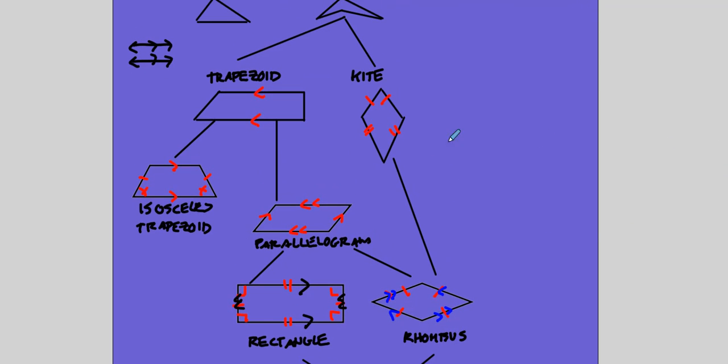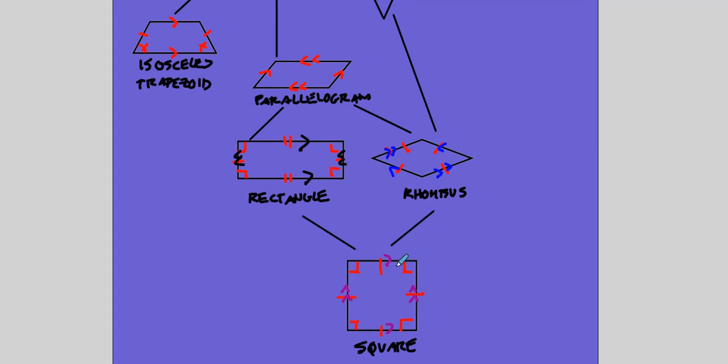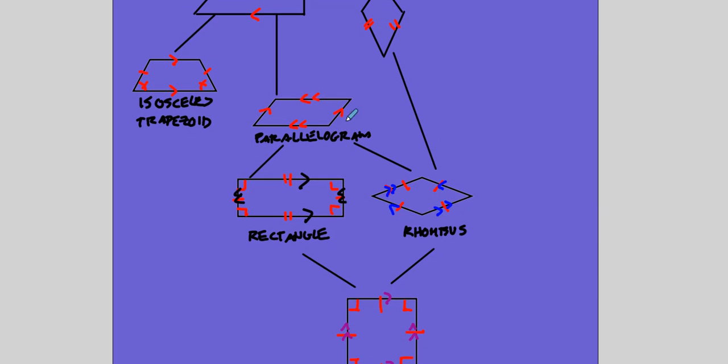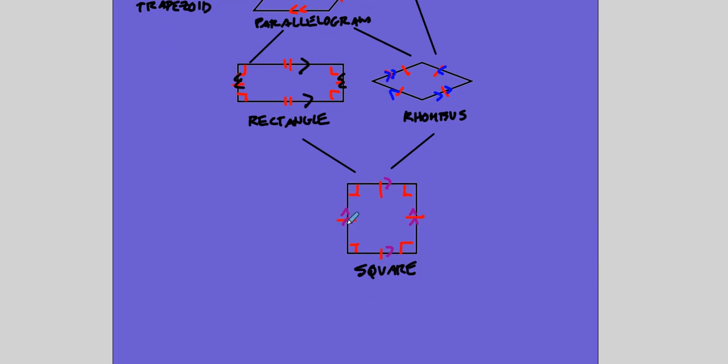So a square, starting from the top, is a trapezoid because it has one pair of opposite sides that are parallel. It's a parallelogram because it has two pairs of opposite sides that are parallel. It's a rectangle because it has four right angles and opposite sides are congruent. And it's a rhombus because it has four equal, or four congruent, sides. Again, congruent, I'm using that term a lot. You can think of it as meaning same shape and size. In this case, we're dealing with line segment lengths or angles.